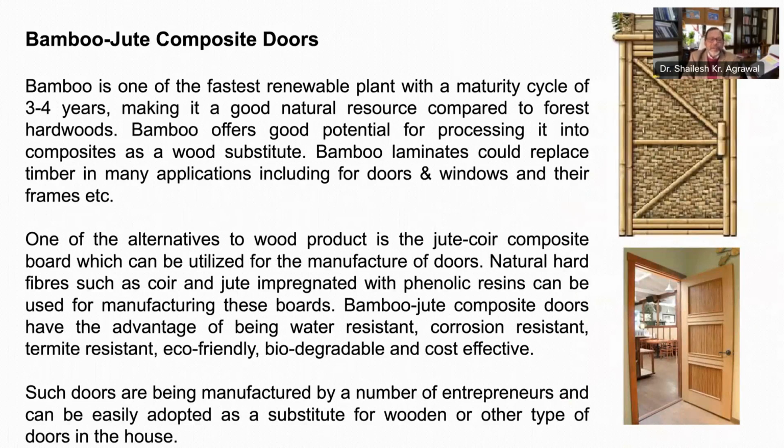One of the alternative to wood product is the jute coir composite board, which can be utilized for manufacturing of doors. Natural hard fibers such as coir and jutes normally are impregnated with phenolic resins to be used for manufacturing these boards. Bamboo jute composite doors have the advantage of being water resistant, corrosion resistant, termite resistant, eco-friendly, biodegradable, and cost effective.